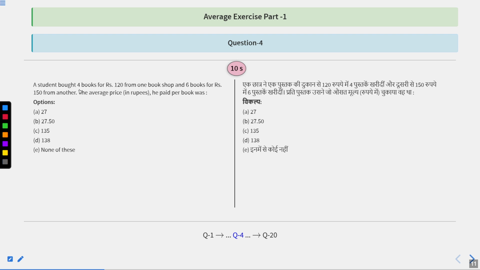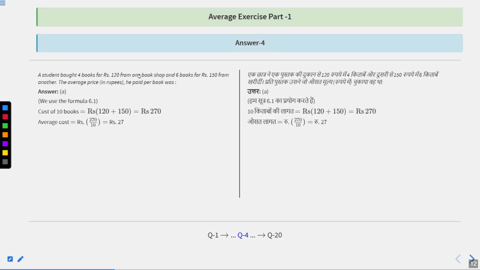A student bought 4 books for rupees 120 from one book shop and 6 books for 150 from another. The average price he paid per book was? You have 5 options and 10 seconds to analyze the question. Your time starts now. Now time's up. Let's see the solution.